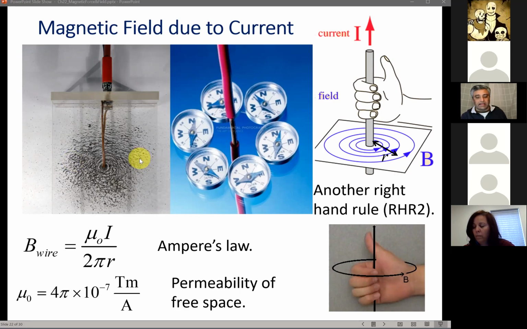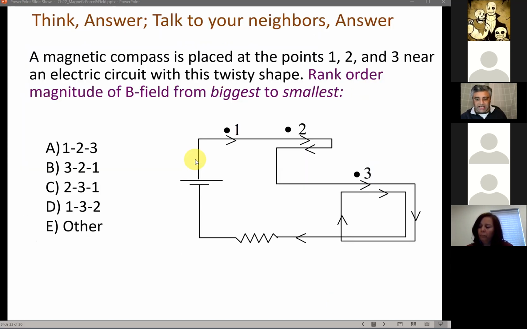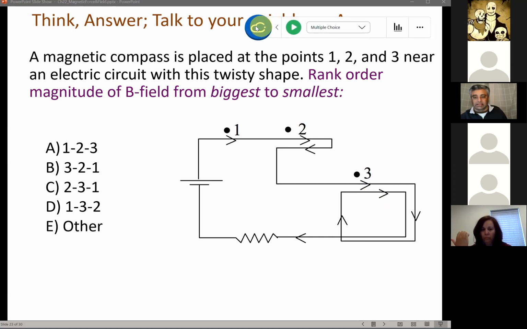So we need to look at the magnetic field at a point. That's why this question is asking you to look at the magnetic field at point 1, at point 2, point 3. Near point 2, there are two currents flowing, right? Here also, there are two currents flowing at point 3. So that's that. Now I'll let you work on this.